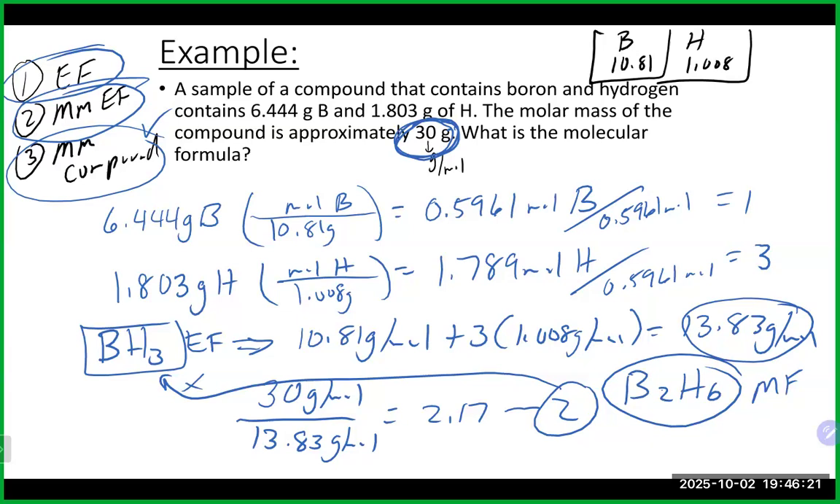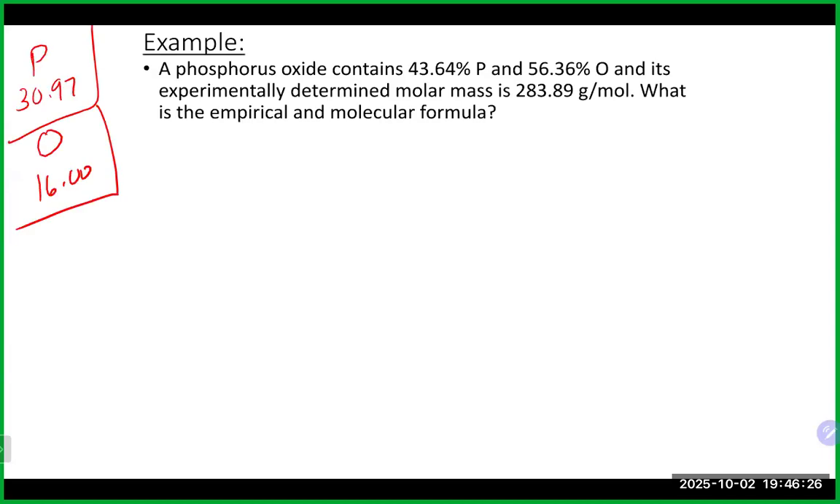Okay, so let's try one more here. A phosphorus oxide contains 43.64% phosphorus, 56.36% oxygen. Experimentally determined molar mass 283. Find both the empirical and molecular formula, so we need the empirical formula to get to the molecular formula. In this case, we are given the percentages. Let me just take a quick look at it, and it is pretty close there to 100%. So we're not missing anything. In that case, we can assume 100 grams. And again, the purpose of that just keeps all the numbers the same.